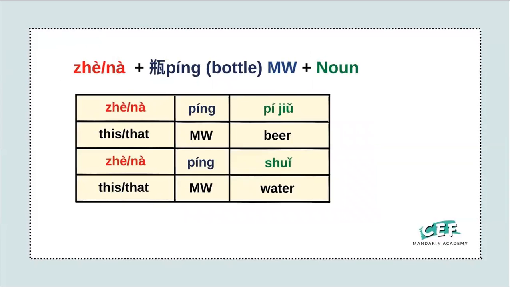Okay, let's see this. 瓶, bottle, is a measure word. I want to say this bottle of beer. How to say? 这 this, 瓶 bottle, 啤酒 beer. So it's 这瓶啤酒. If I want to say that bottle of beer, how to say? 那 that, 瓶 bottle, 啤酒. That's it.